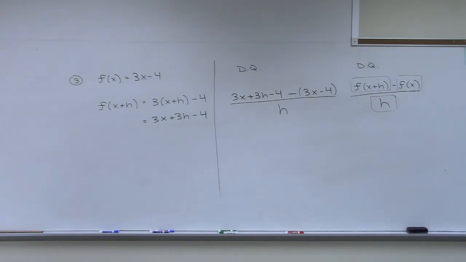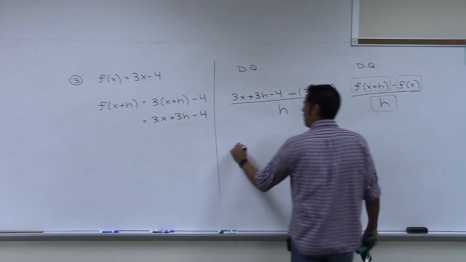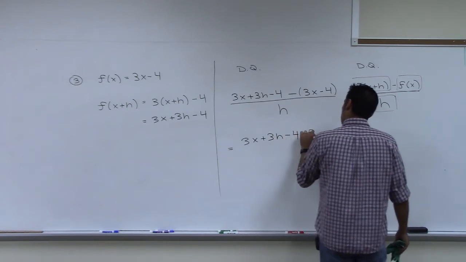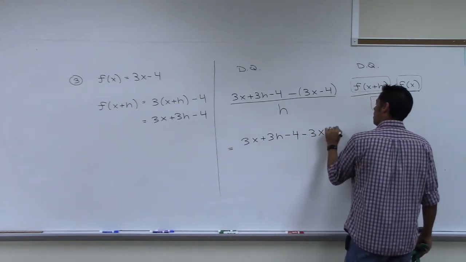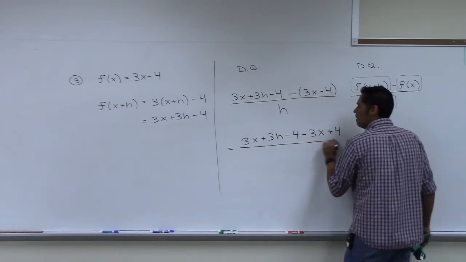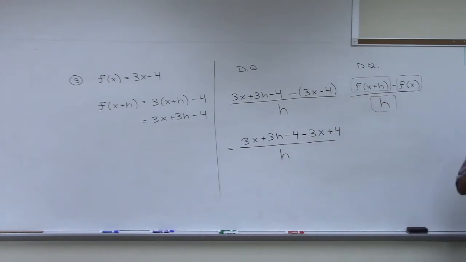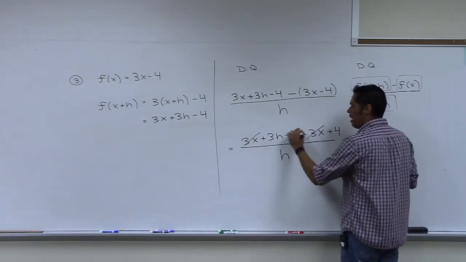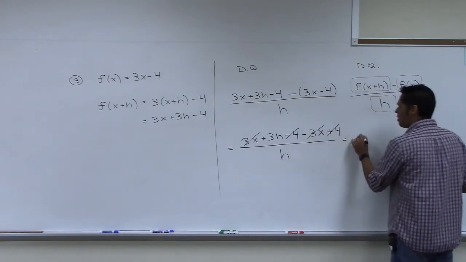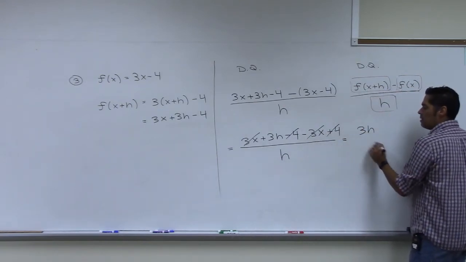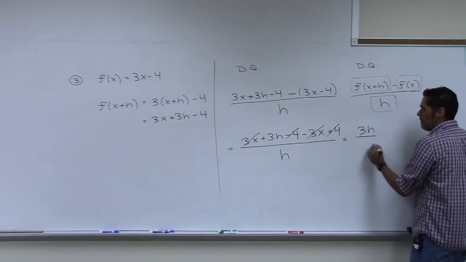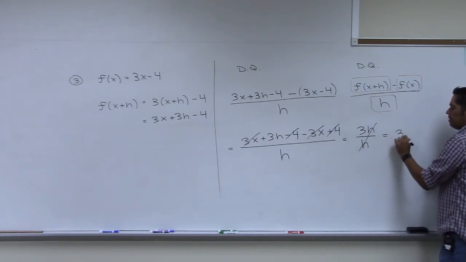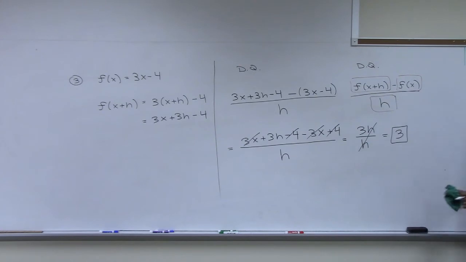Now distribute that negative through the parentheses, and do you all remember what should happen if everything was done correctly? You should get things to cancel, and all that should be left should have h's in it. Okay? So you'll see 3x and negative 3x cancel, minus 4 and plus 4 cancel, and all you're left with on top is 3h. And on the bottom you're left with h, right? And the h's cancel, and you just get 3. So for this particular problem, the difference quotient was 3.